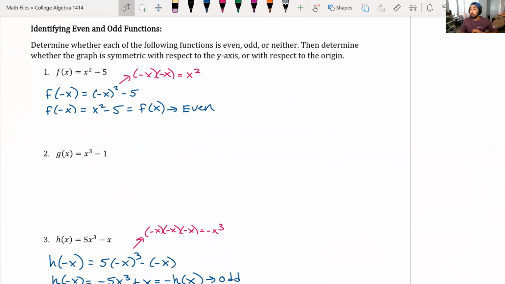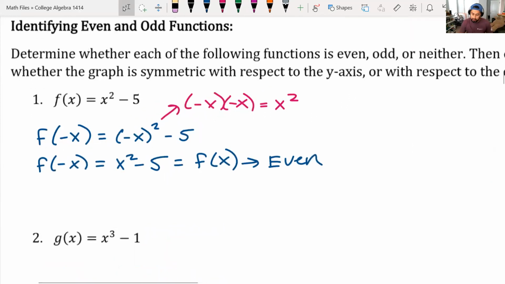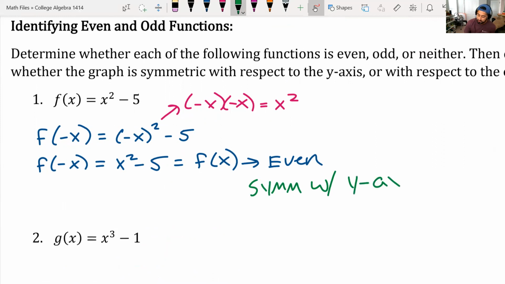So here we want to determine, are these functions even or odd? And if they're even or odd, say what they're symmetric to. If they're neither, nothing. Don't worry about it. Just say neither. Okay. So for number one, we did it already. Since we're even, we are symmetric with the y-axis. Okay.